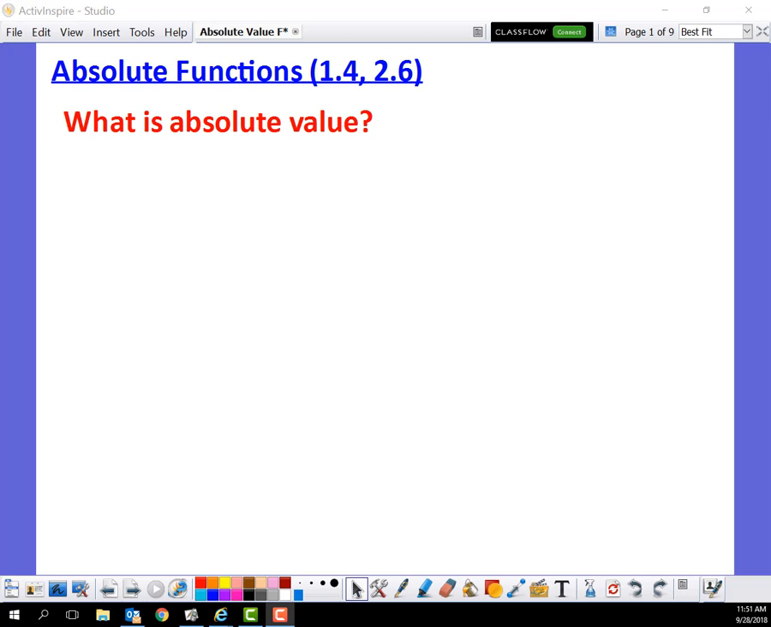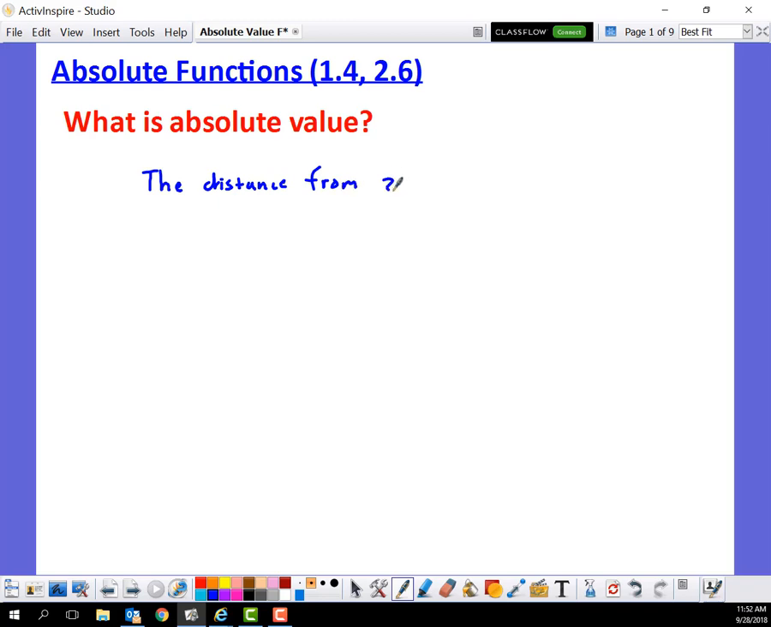We'll jump right in. Okay, so the first question here that we're going to talk about is what is absolute value? What is absolute value? So absolute value is the distance from zero. It's the distance from zero.